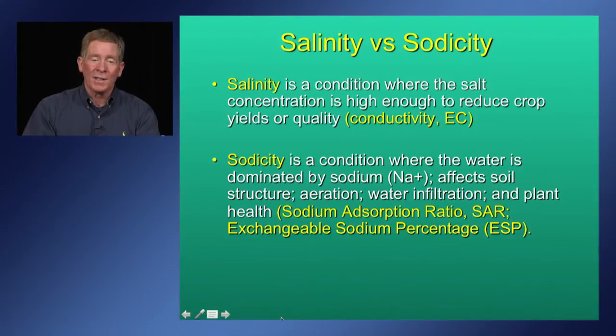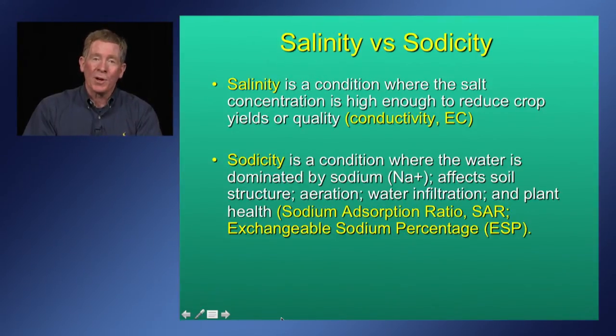Sodicity is a little different than salinity. Sodicity is a condition where the types of salts in the system are dominated by sodium salts as opposed to calcium and magnesium salts. The problem with this is that when you have high sodium relative to calcium and magnesium, it tends to cause soil aggregates to break apart. And when that happens, you have problems with soil structure, aeration, water infiltration, and overall plant health. In other words, you can have things like a sodium-induced calcium deficiency.